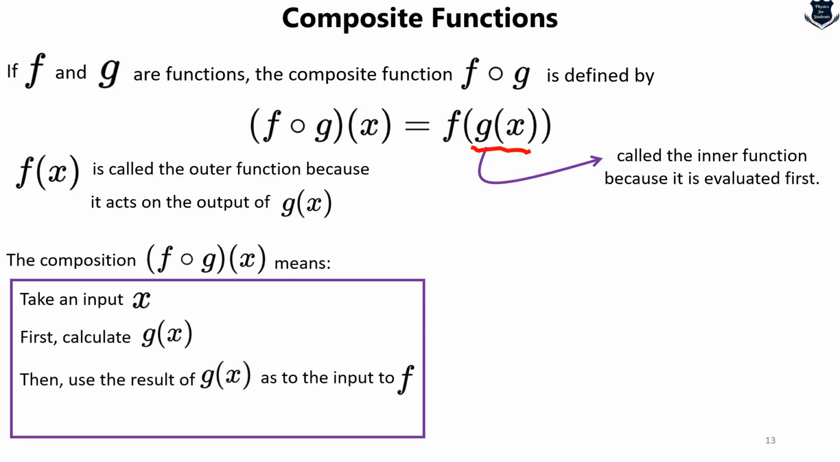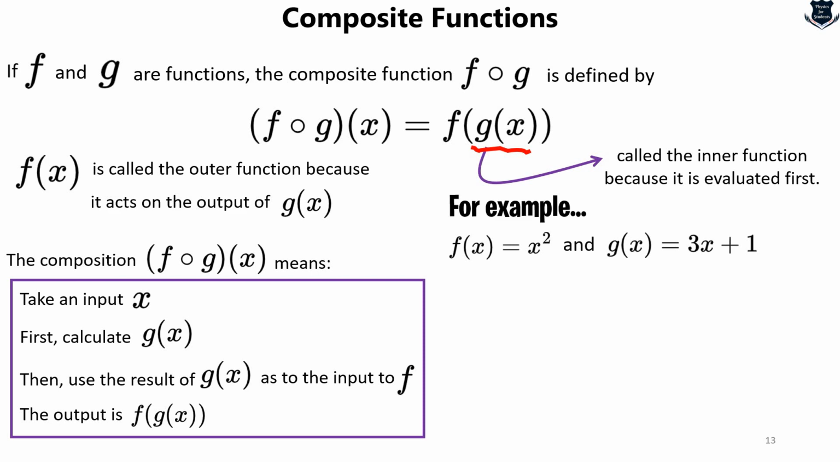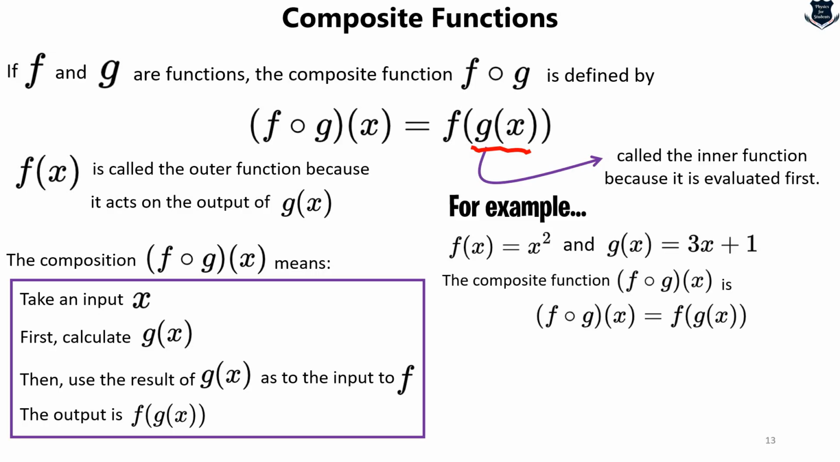Then we use the result of g of x as the input of f, and then we see the outputs of this composite function. Let me give you a very simple example to illustrate. For example, if I take f of x equals x squared and g of x equals 3x plus 1, then the composite function is something like this.